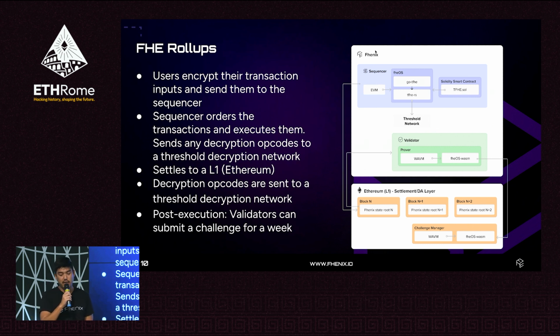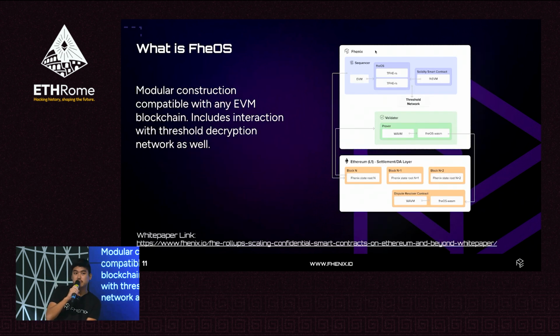If you think about it from a high level, it's not too different from a standard EVM L2. We'll go into the details about how this works, but the decryption is handled by this threshold network. And the FHEOS is what allows us to run these operations as general expressions on top of whatever blockchain you want to work on, and interact with the threshold network. But again, we'll get into more detail.